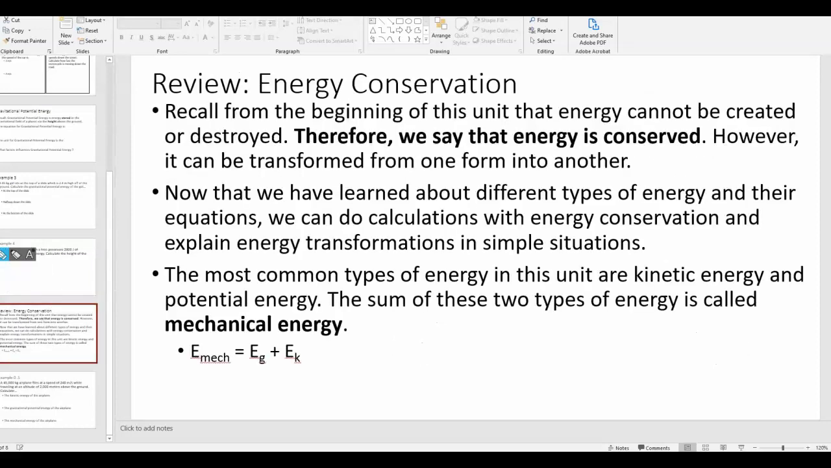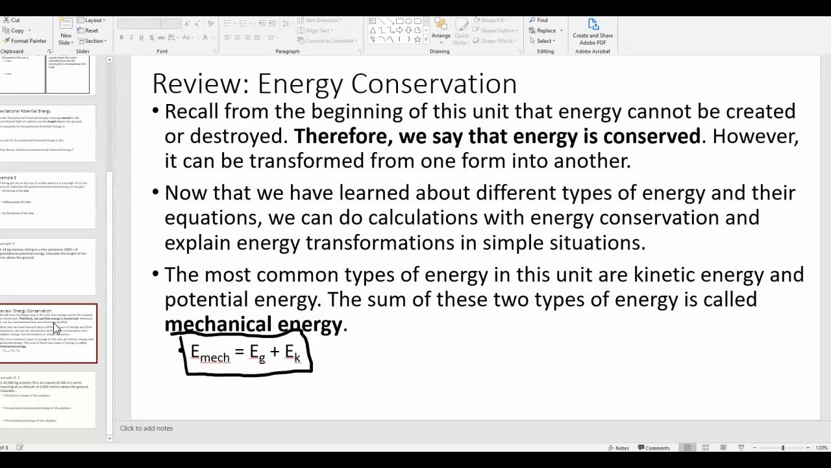Okay, the very last thing we're going to talk about in this video very quickly is what's called mechanical energy. Okay, so we talked about conservation of energy before. There's a new definition that we're going to learn, and that is called mechanical energy. Mechanical energy is very easy to calculate. E mech is mechanical energy. That is just the gravitational potential energy plus the kinetic energy. Okay, that's it. Eg plus Ek. Okay, that is what mechanical energy is.